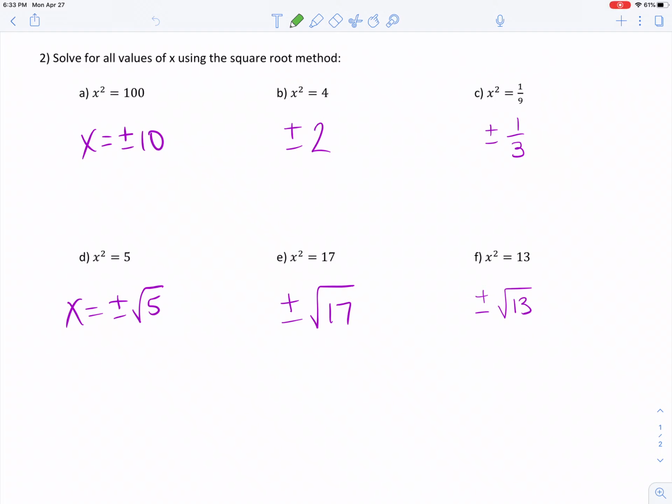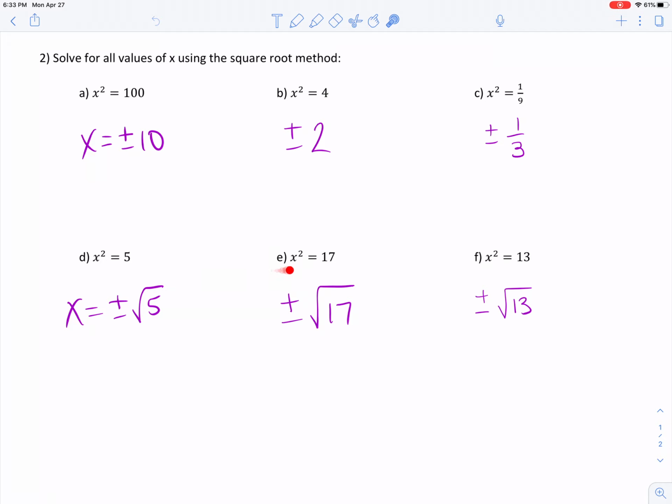Before I start today's lesson, I just want to go back to the worksheet you were completing yesterday because you need to understand how the first row of questions, since x squared was equal to a perfect square, resulted in a rational answer that had no square root in it. So you were able to take the square root of 100, the square root of 4, and the square root of 1/9, which gave you positive or negative, and then an integer number.